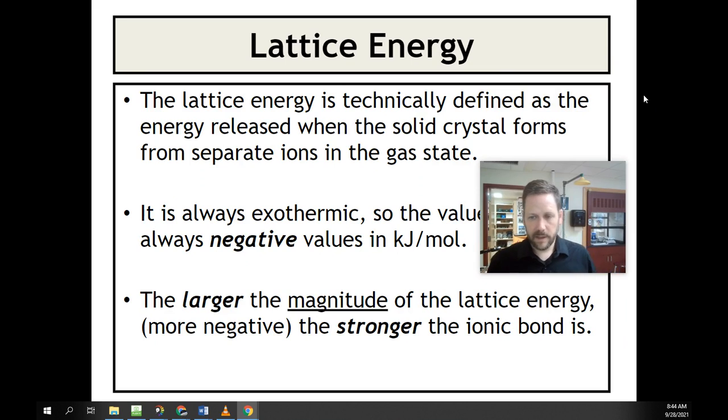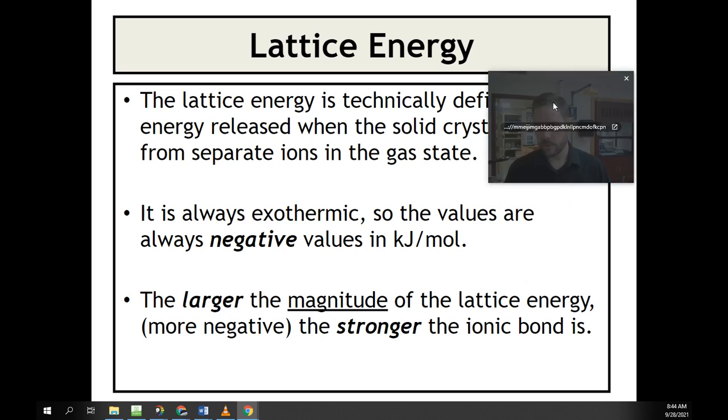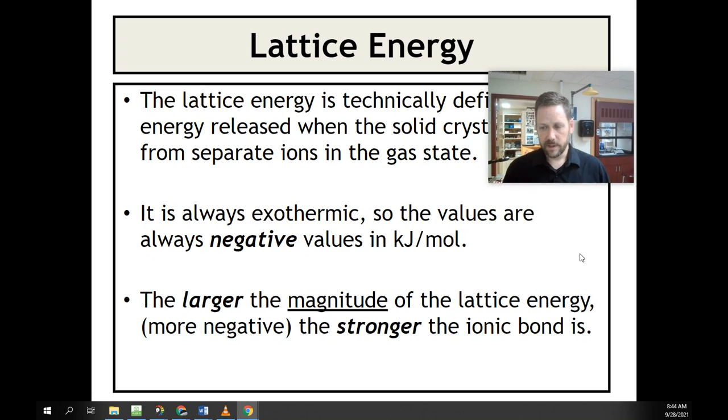So I've talked a little bit about lattice energy, and I've kind of equated that with the strength of the bond. It's technically defined as the energy released when the solid crystal forms from separate ions in the gas state. So when bonds are formed, energy is released. And that's why those lattice energies were always given as negative numbers in kilojoules per mole, because bond formation is an exothermic process, right? It takes energy to break bonds, but energy is released when bonds are formed. And the larger the magnitude of the lattice energy, the stronger the bond is.